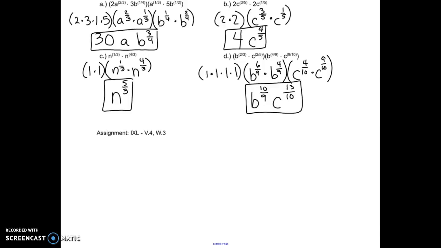So your IXL is B4 that talks about multiplying powers. And then W3 talks about multiplying those numbers in scientific notation.